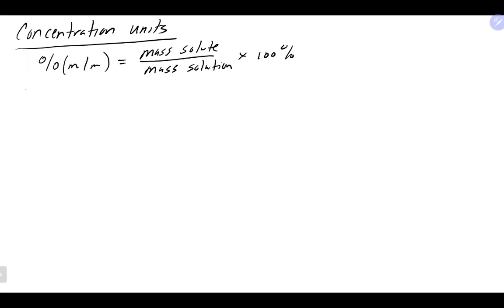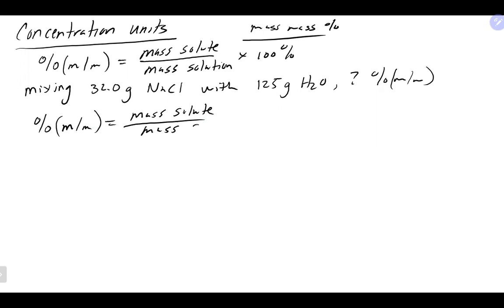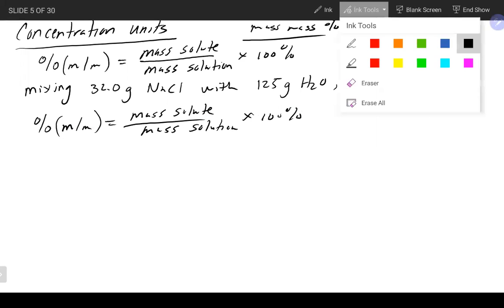So for example, if you made a solution by mixing 32 grams of sodium chloride with 125 grams of water, what is the percent mass to mass? And again, that is sometimes referred to as mass percent. So to do this, we want to figure out a couple of things. First off, the percent mass to mass in this case would be the mass of the solute divided by the mass of the solution times 100%.